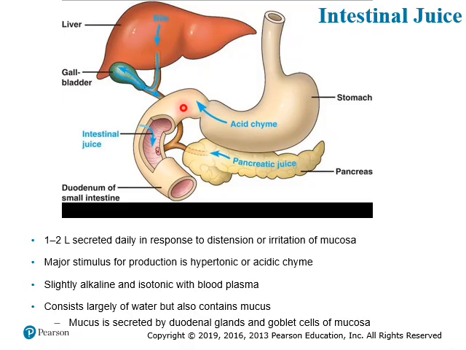The secretion is slightly alkaline and isotonic with the blood plasma. It consists largely of water, but it also contains mucus. Additional mucus is secreted by the duodenal glands and the goblet cells of the mucosa, the cells that line the duodenum. The duodenal glands also have another name. They call them Brunner's glands.